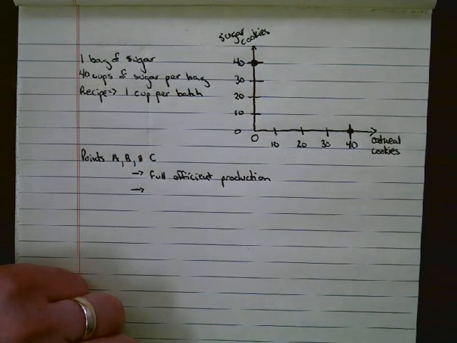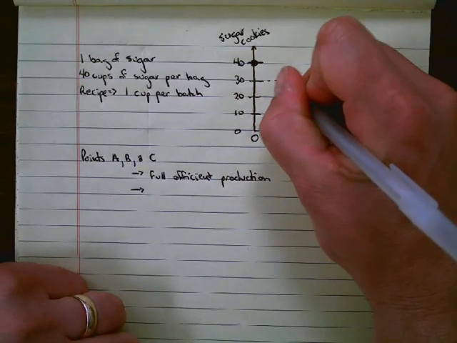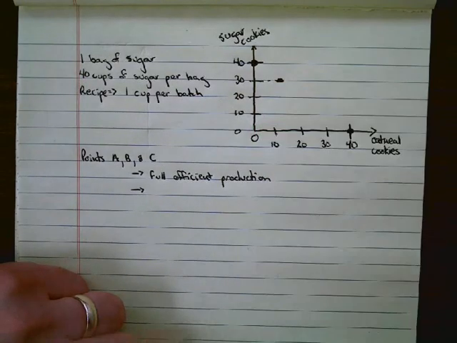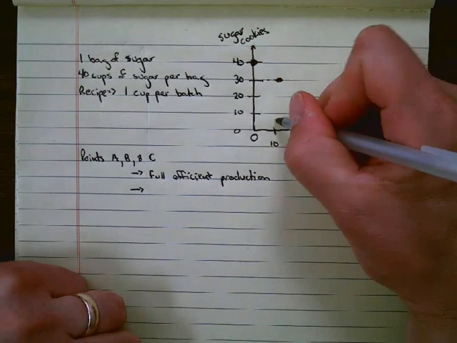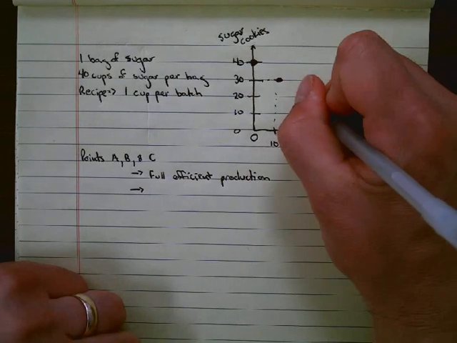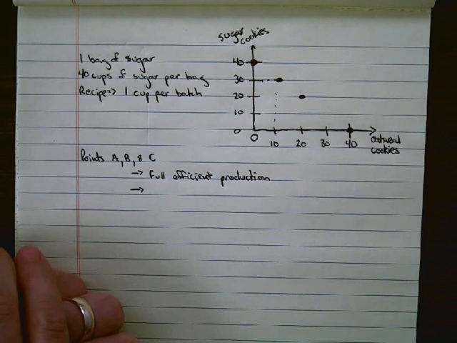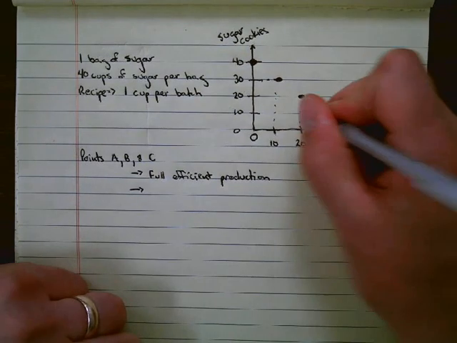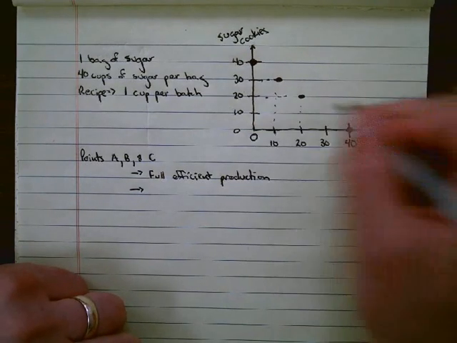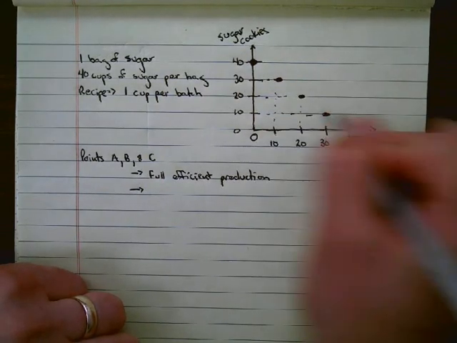Now, I don't have to do all of one or all of the other, although those are certainly production possibilities for us. I could also do 30 batches of sugar cookies and 10 batches of oatmeal cookies. That would certainly be a possibility. I could do 20 batches of sugar cookies and 20 batches of oatmeal cookies. That would also be a production possibility. Or I could do 30 batches of oatmeal cookies and 10 batches of sugar cookies.